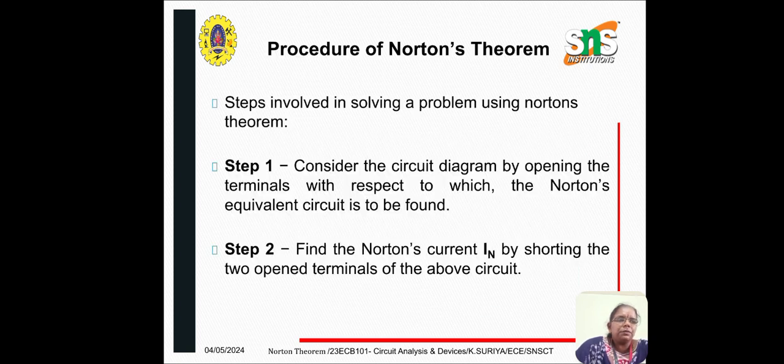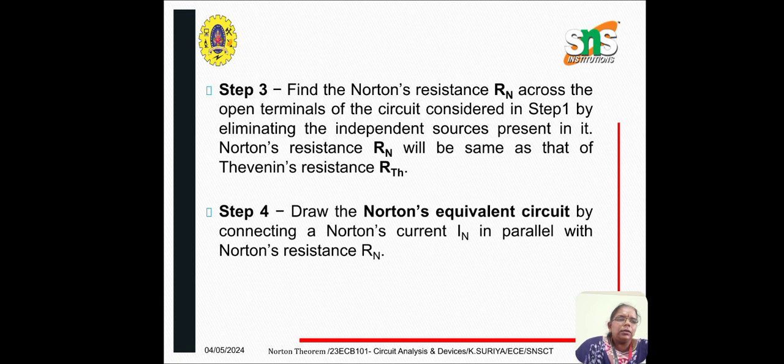So next we will see the procedure for Norton's theorem. In the first step, you will be considering the circuit diagram by opening the terminals with respect to which the Norton's equivalent circuit is to be found. In order to find out the Norton's current, first you will be shorting the two open terminals of the above circuit. Then in order to find out the resistance RN across the open terminals of the circuit, which is done in step 1, you will be eliminating the independent sources and finding out the Norton's equivalent resistance. So your RN will be the same as your Thevenin's resistance. Then you will be drawing the Norton's equivalent circuit.